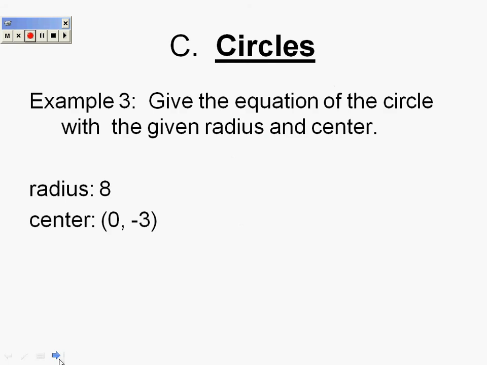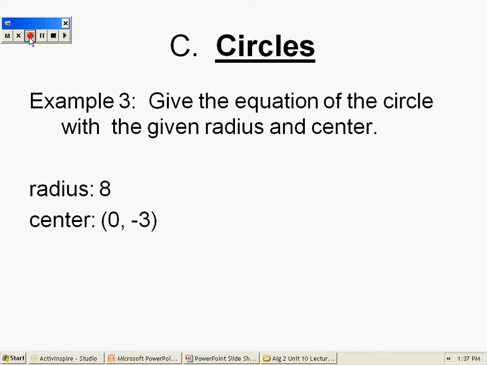So let's go ahead and do an example problem here. Go ahead and write down your directions and the information below. So in this problem, guys, we're giving you the radius and the center, and then your task is to find an equation for that. What would the equation of a circle be that has a radius of 8 and the center is at (0, -3)?